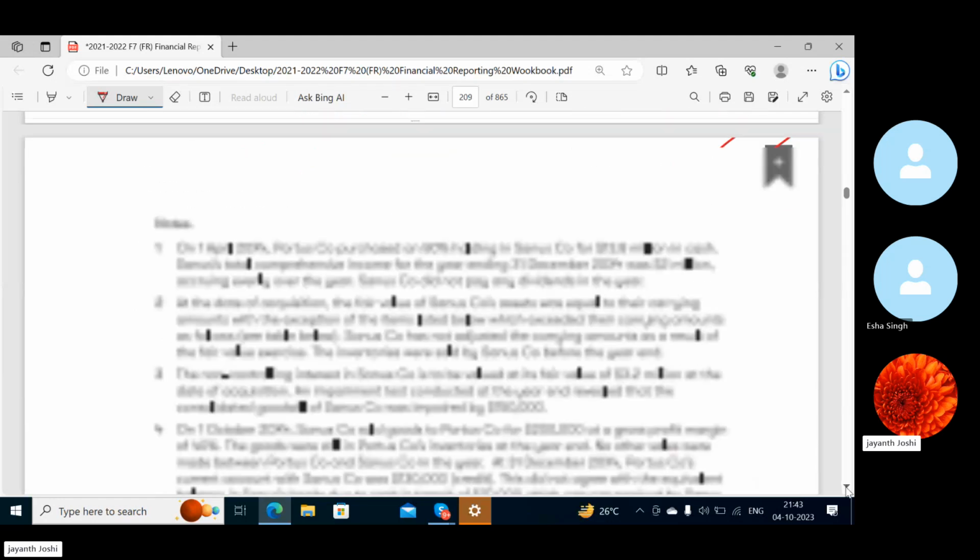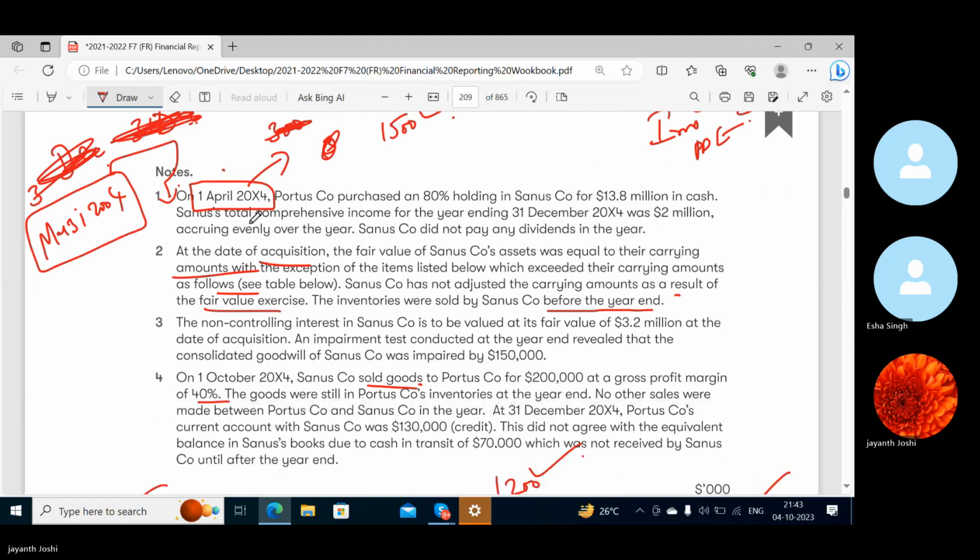There is some point here, you should be seeing this. The total comprehensive income for the year ending 31st December 2004 was 2 million. So in that 10,600, this element is the post-acquisition earnings, right? That means on April 1st the company was acquired, but at the end of the year the comprehensive income is this. Accruing evenly throughout the year means this amount of 2 million can be spread equally for the entire year.